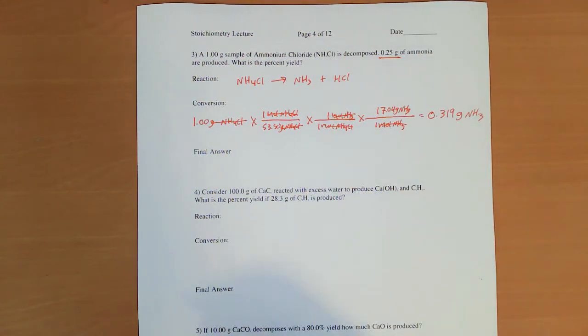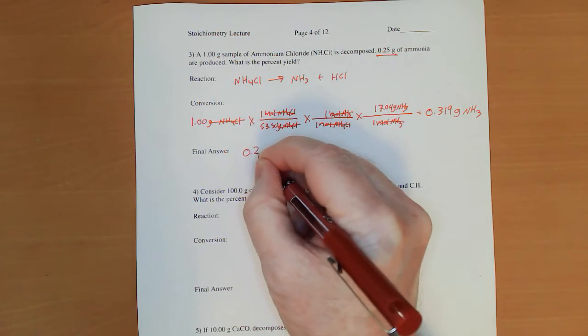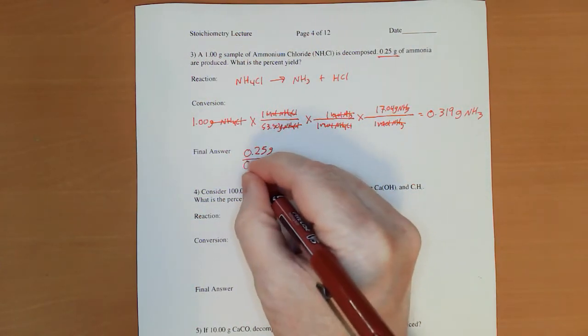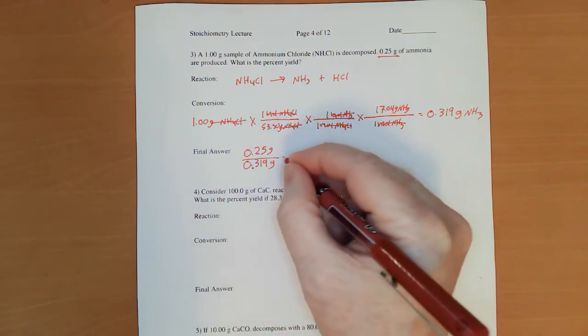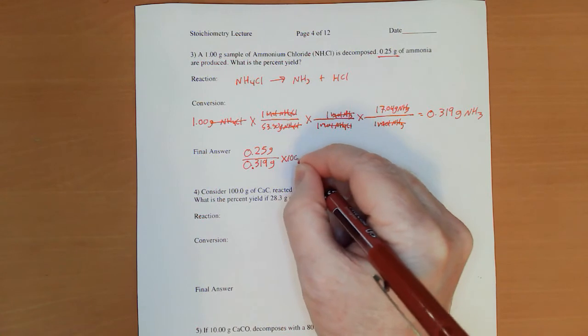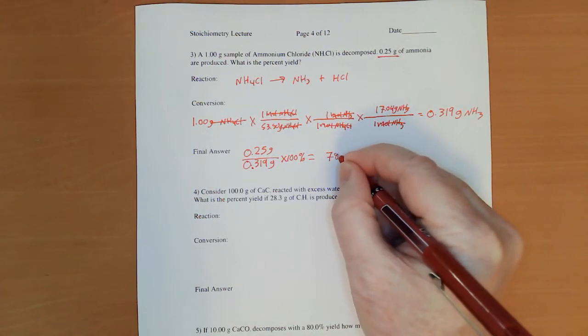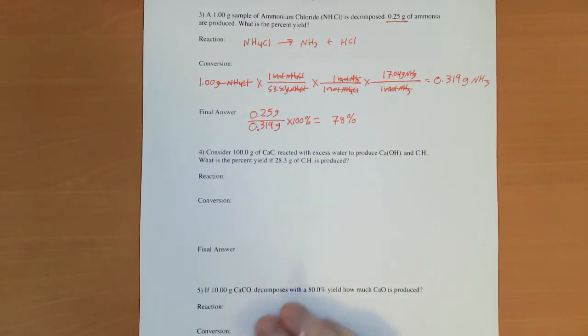So the actual yield is 0.25 grams. So I take the 0.25 grams, divide by the theoretical yield, 0.319 grams, and I have about 78%. Okay? That's one I'm hoping you did pretty well on. All right.